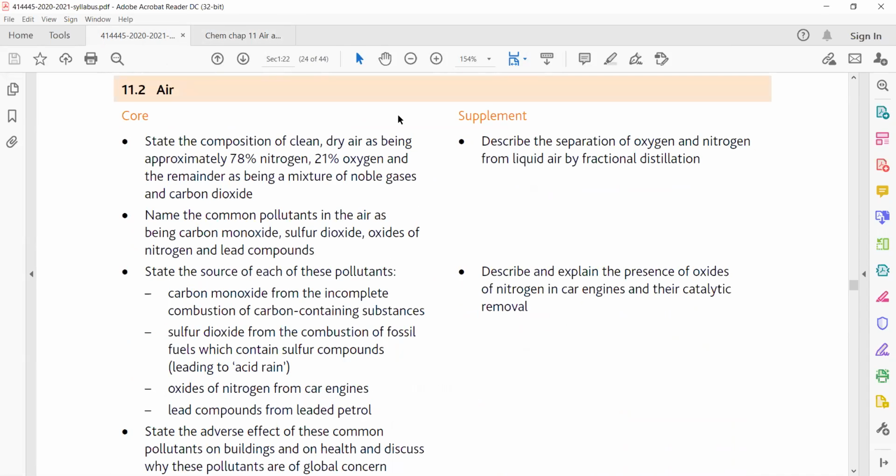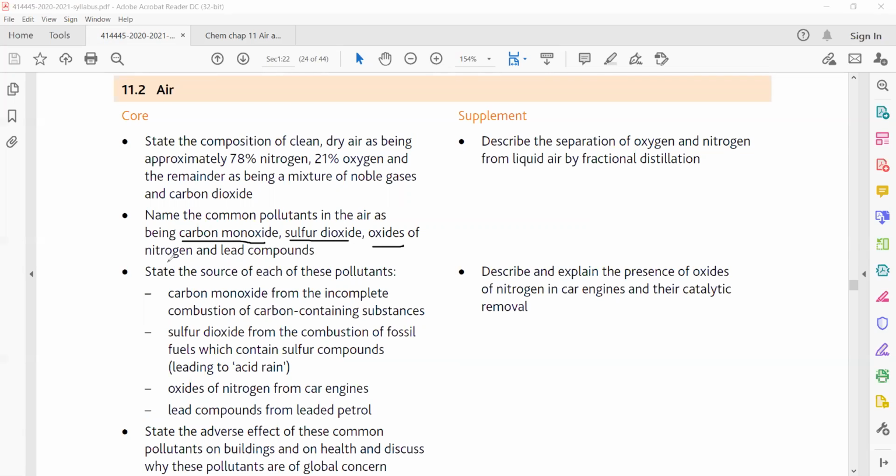Name some common pollutants in air. Carbon monoxide, due to incomplete combustion, can cause suffocation. Sulfur dioxide comes from fossil fuels containing sulfur. It leads to acid rain, not global warming.